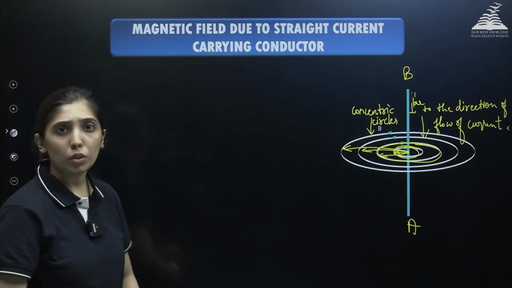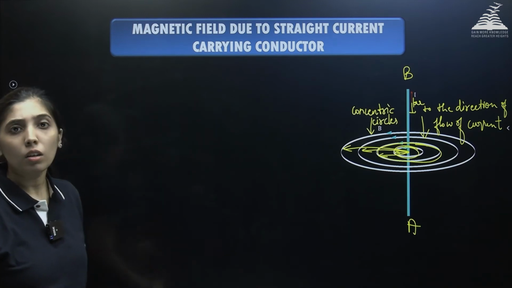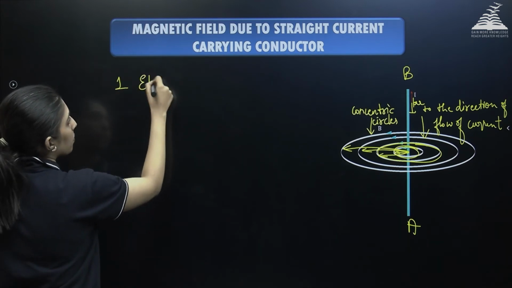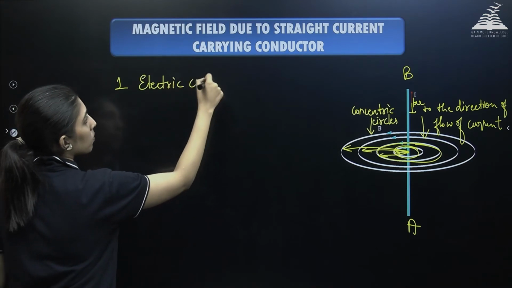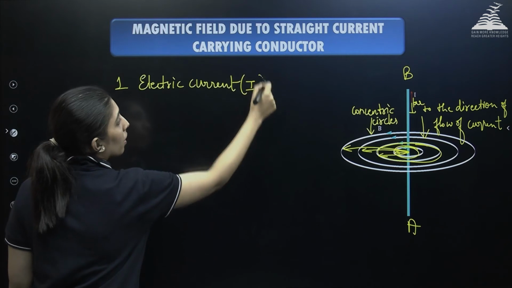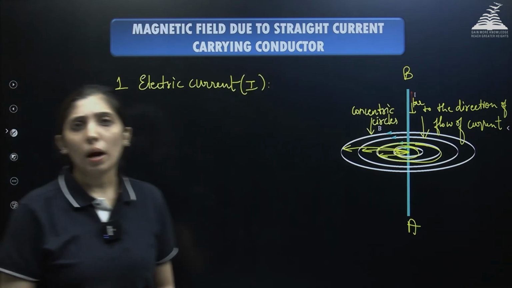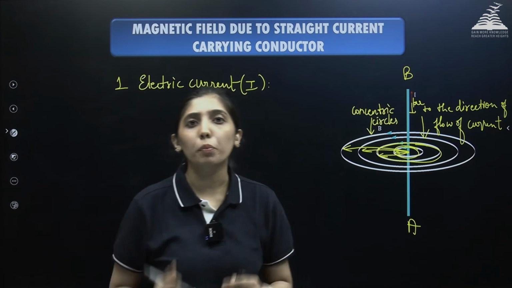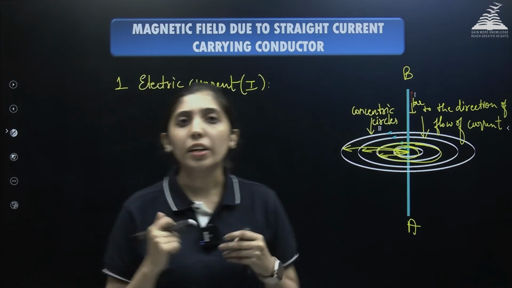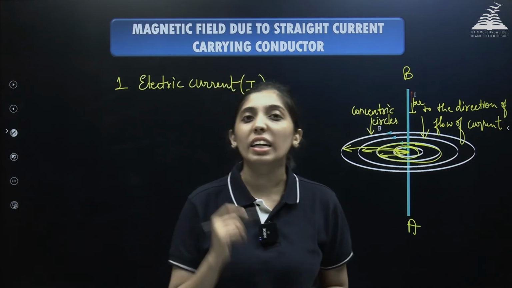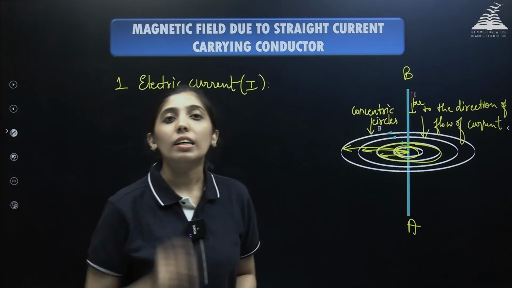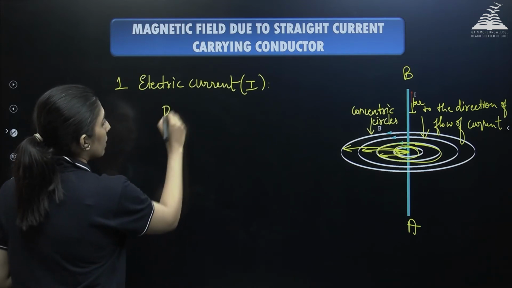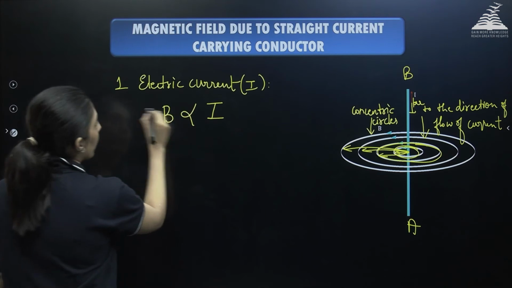Now, to study the magnitude of the magnetic field produced due to a straight conductor, we need to consider two factors. The first factor, electric current, I. If I keep increasing the electric current from 2 amperes to 5 amperes, then 10, 15, every time you can see the field produced is stronger and stronger. That is, if the electric current in the conductor increases, the magnetic field keeps increasing, which means the magnetic field is directly proportional to the current flowing in the conductor. B is directly proportional to I. B is the magnetic field.